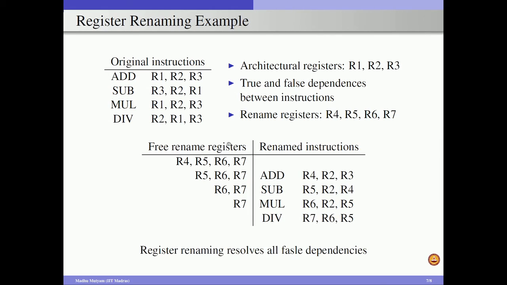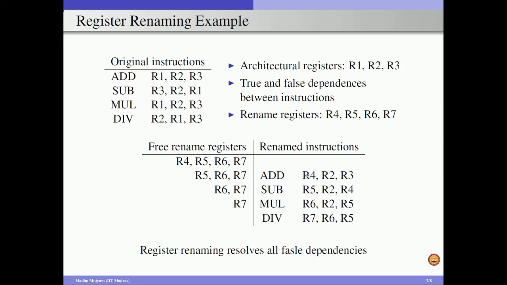So we consider the other free rename register, that is R7, and rename R2 with R7. As a result, div R2 becomes div R7, and the source operand R1 takes the latest rename register, that is R6, and R3 is already renamed in the sub instruction to R5. So we consider R5. Now this entire piece of code is translated to this after applying our renaming logic.